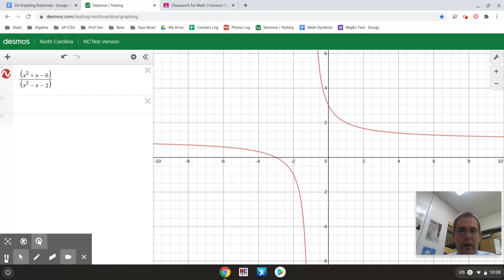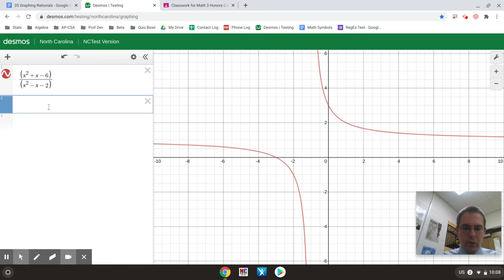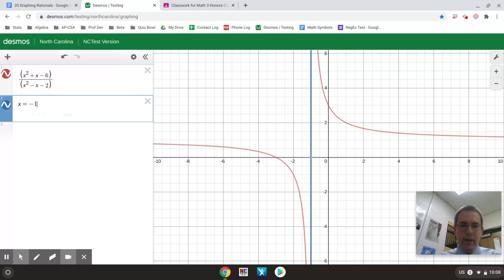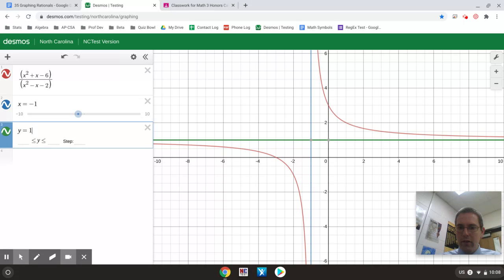Okay, so the vertical asymptote was supposed to be x equals -1. Type that in. You notice that goes right in the middle. Both pieces are getting closer to it without touching it. Horizontal asymptote of y equals +1. Once again, both pieces are getting close to it without touching it.